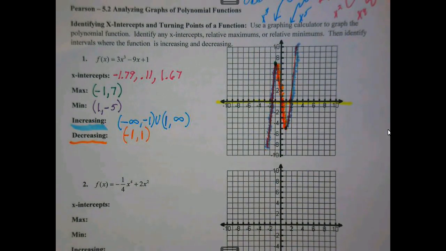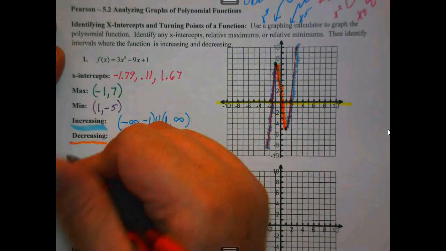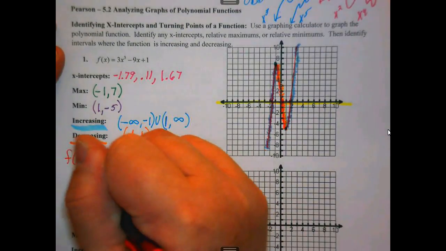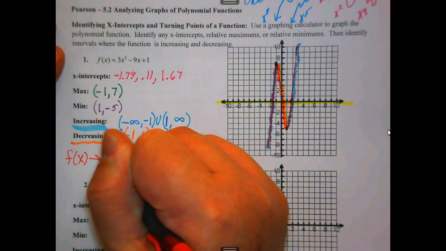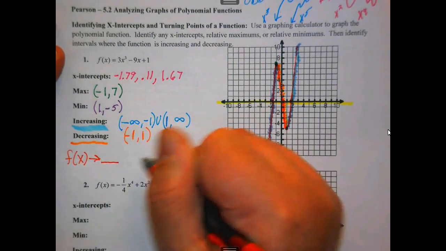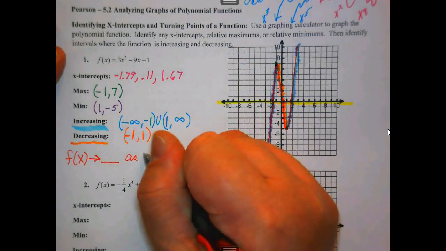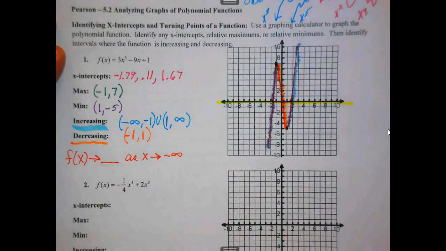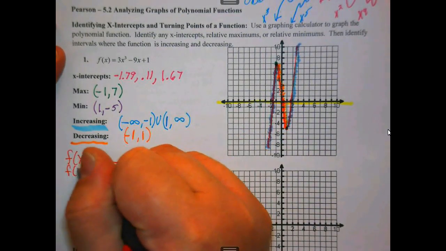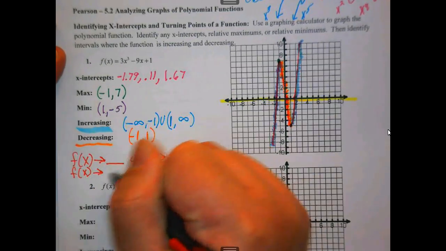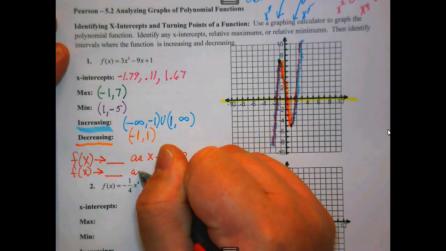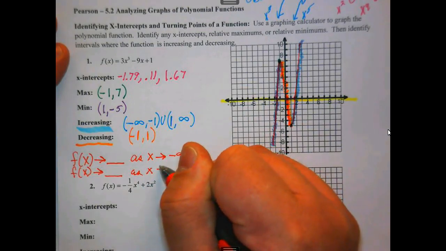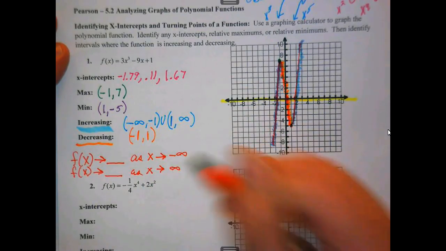And since that's not enough fun for us, let's look at our end behaviors. You guys remember end behaviors? The f of x or y approaches blank as x approaches negative infinity or goes to the left. Y approaches blank as x approaches positive infinity or goes to the right.